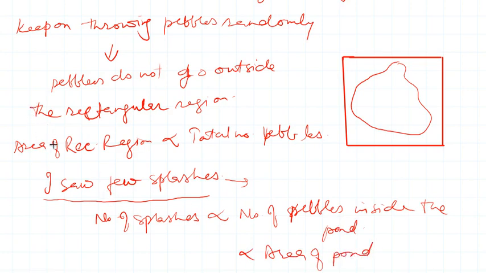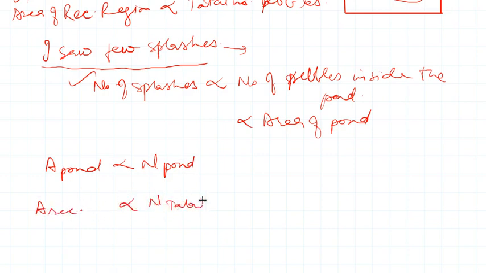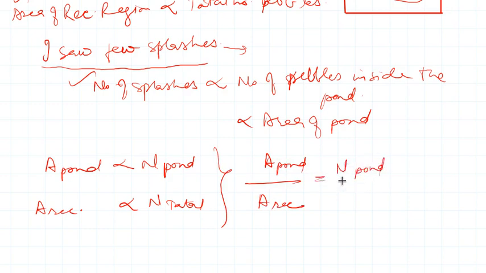These are the two things which we have to keep in mind. These are very interesting points. So that means I can say that area of the pond is proportional to number of pebbles inside the pond, and area of rectangular region is proportional to total number of pebbles. So that means I can say that area of the pond divided by area of the rectangular region is equal to number of splashes and total number of pebbles thrown.